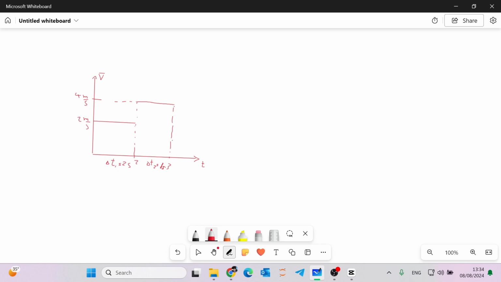And then here, this is, for example, 6, and delta t3 is 3 seconds. And also here, it is 1 meter per second. Okay, I have these 3 parts. What would be the average velocity in total?